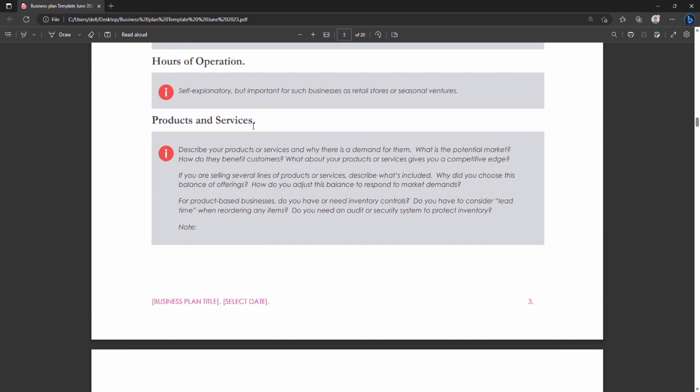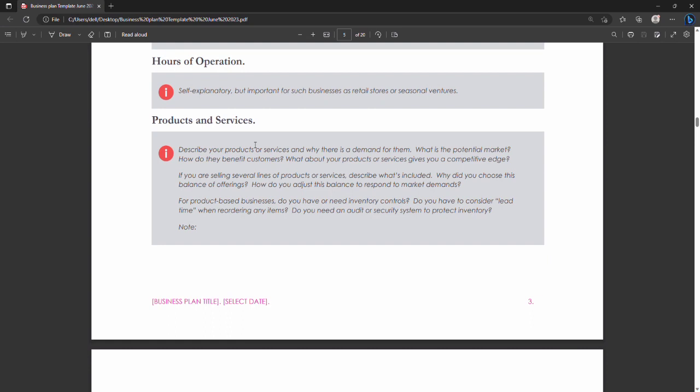So let's say Sanka Empire, I will delete product and then I will leave only service. But if you have products that you are selling, you have to delete services there and leave only products there. This will help you to streamline your response.